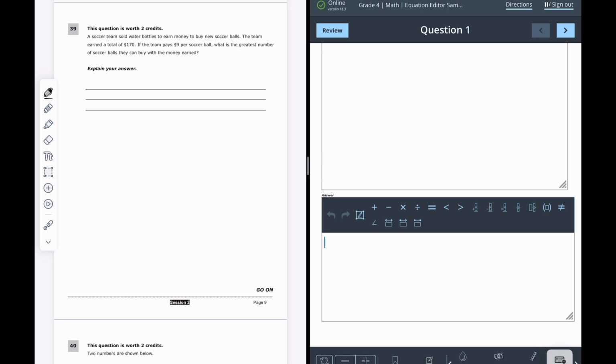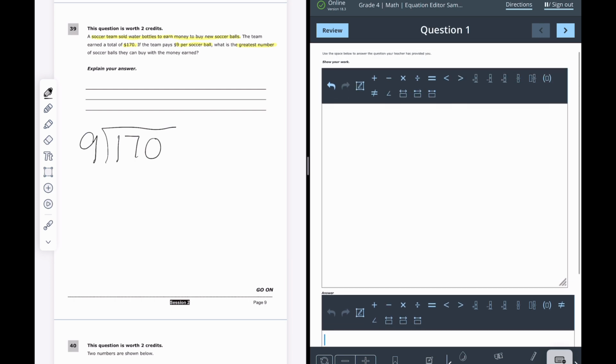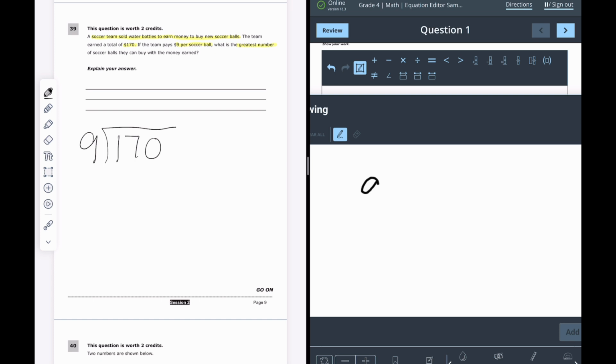And here they're asking me to explain my answer. So let's see how. I'll show you what I do with this one. All right, a soccer team sold water bottles to earn money for new soccer balls. They earned $170. And if the team pays $9 per soccer ball, what is the greatest number of soccer balls that they can buy with the money earned? Okay, so first thing I'm going to do is I'm going to take 170 and I'm going to try and divide by 9. And you can see here, that's unless you have an iPad where you can do this.